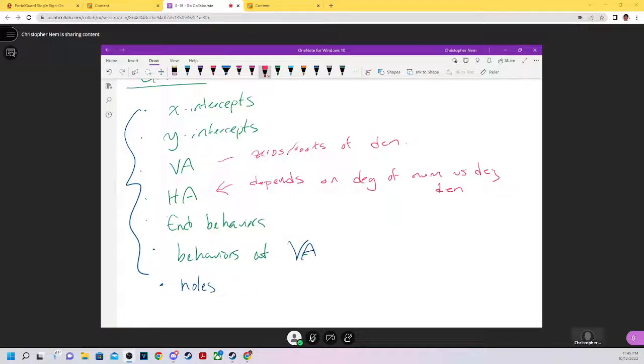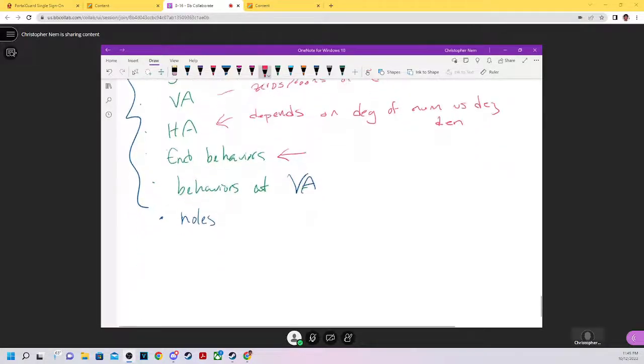Now, end behaviors. With end behaviors, we're actually looking at the horizontal asymptotes. That's how we can tell what's going to happen at the very end. Now, we do need to identify the behaviors at our vertical asymptotes as well, but for end behavior, it's simply going to be our horizontal asymptotes. If there is no horizontal asymptote, then we'll talk about how to identify the end behavior in particular.